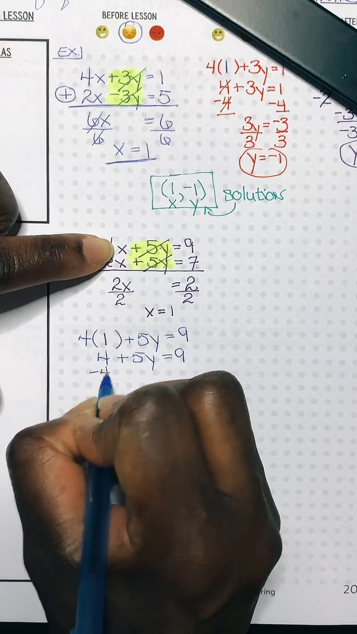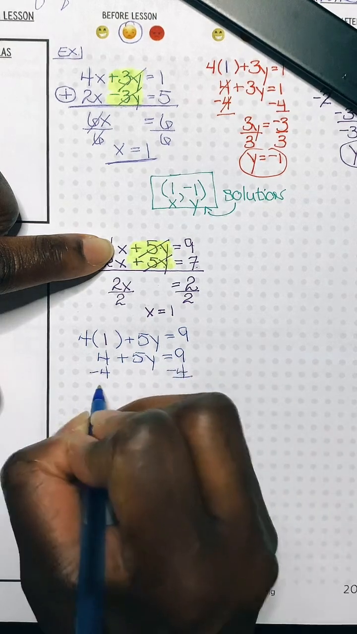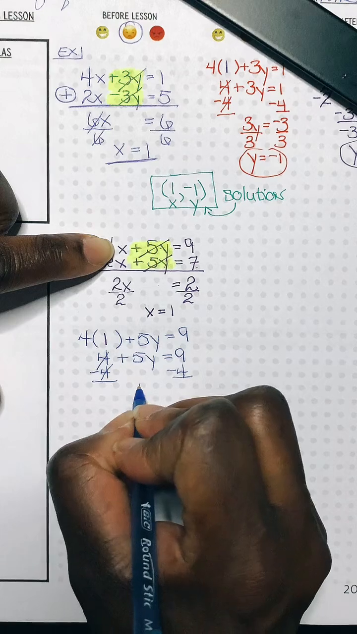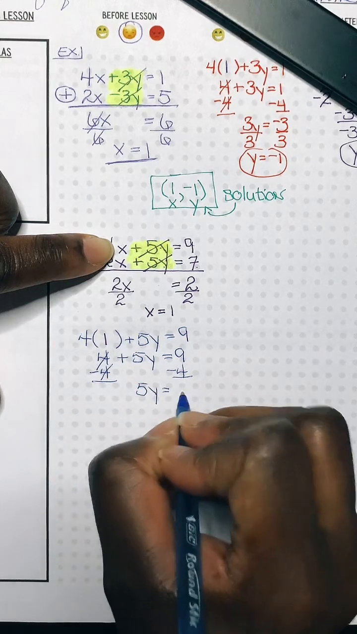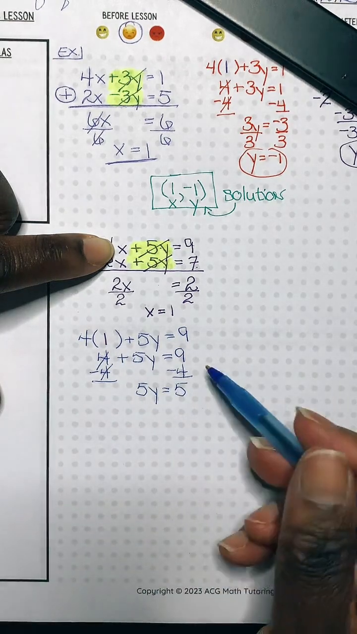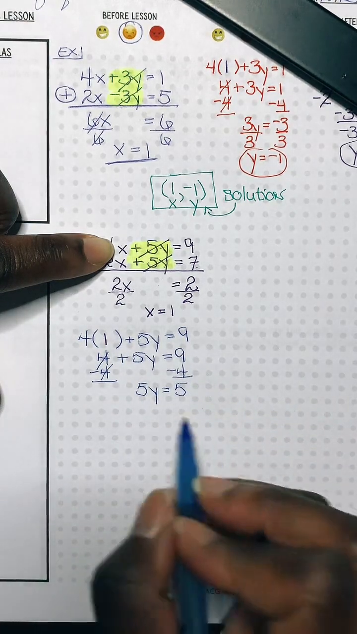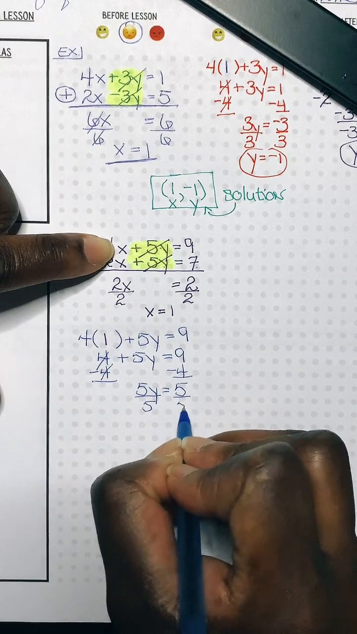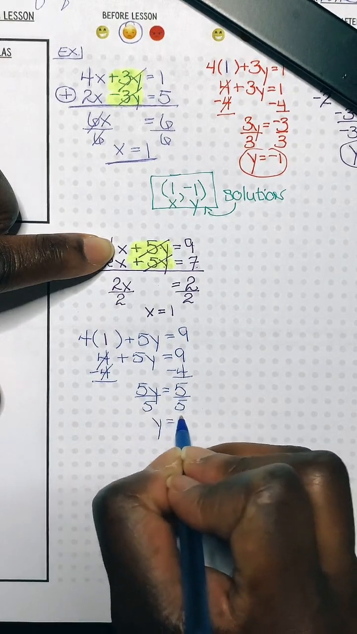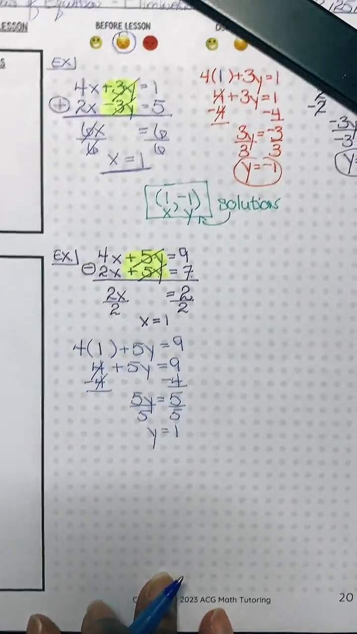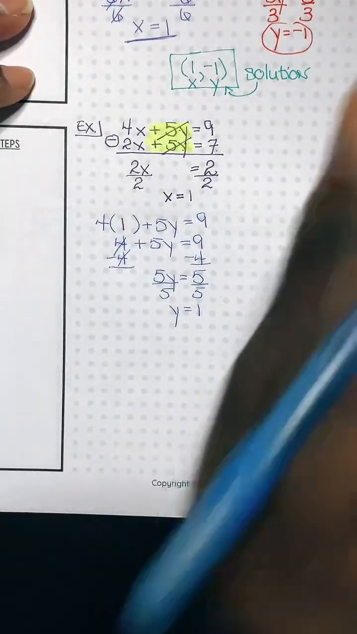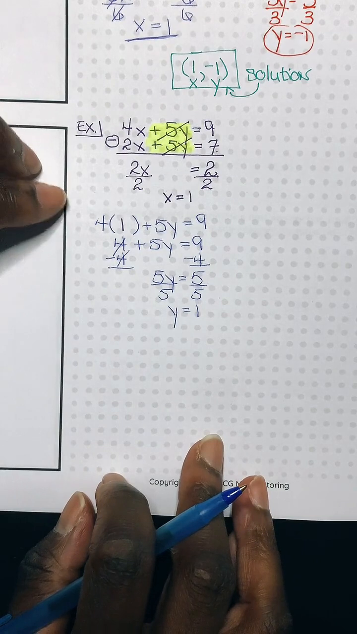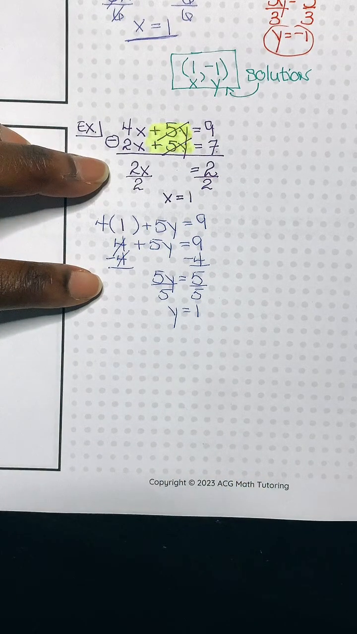We're going to subtract 4, because it's a positive 4, so they can cancel out. Now we have our 5y is equal to 5, because 9 minus 4 gives me 5. So if 5y is equal to 5, that means I'm going to divide both sides by 5. Now y is equal to 1. Oops. Slide it up a little bit. Okay. So my point of intersection is going to be what?